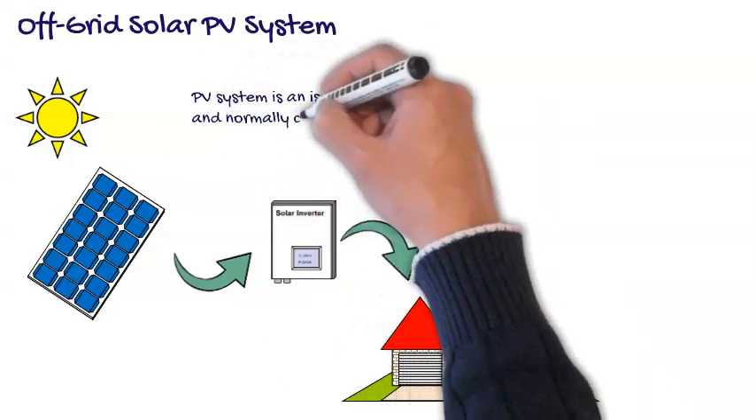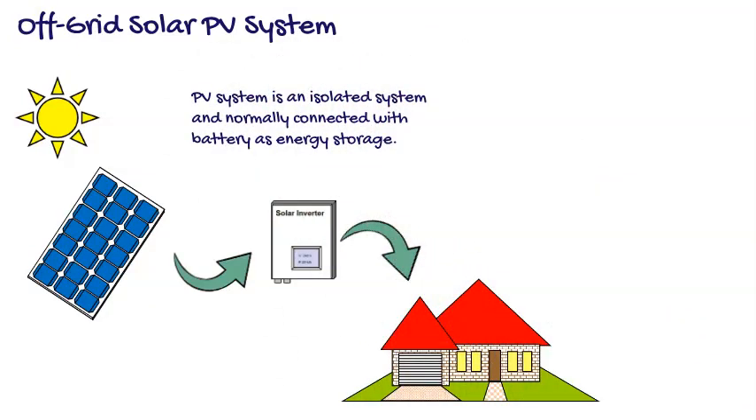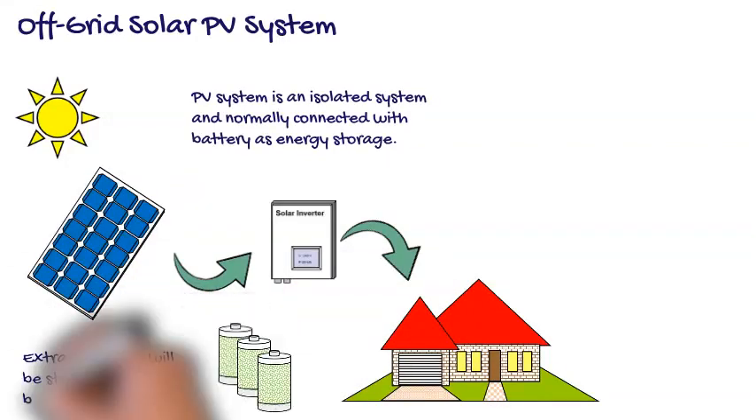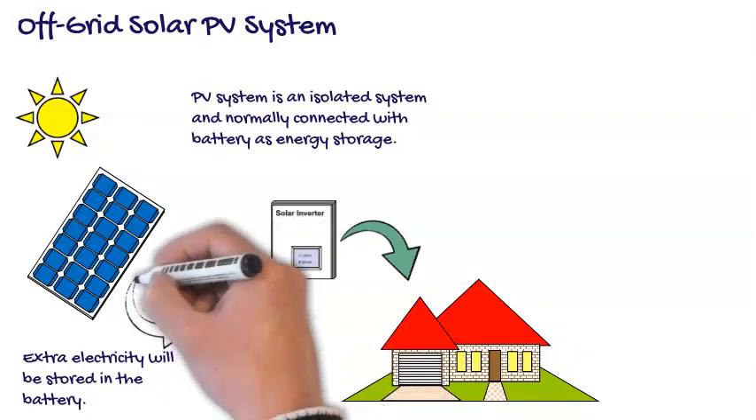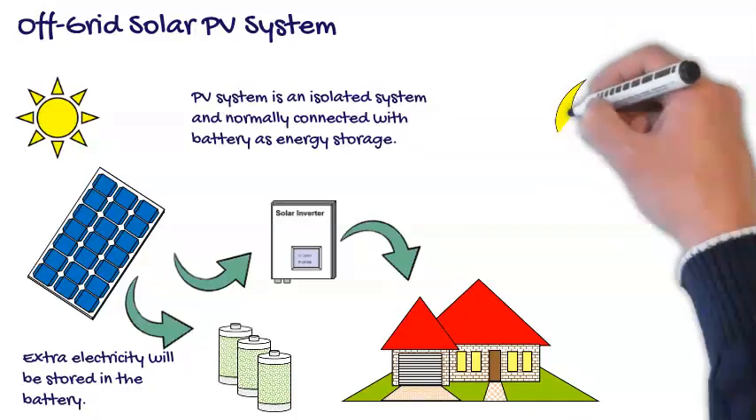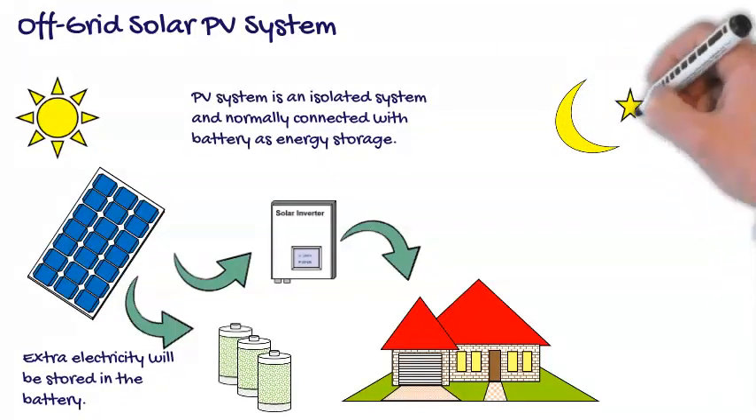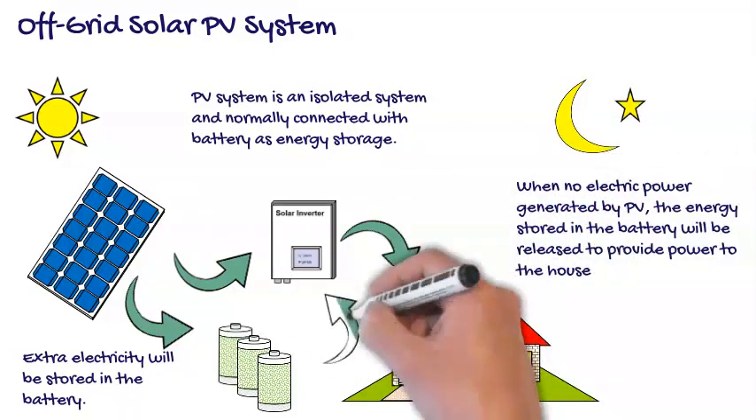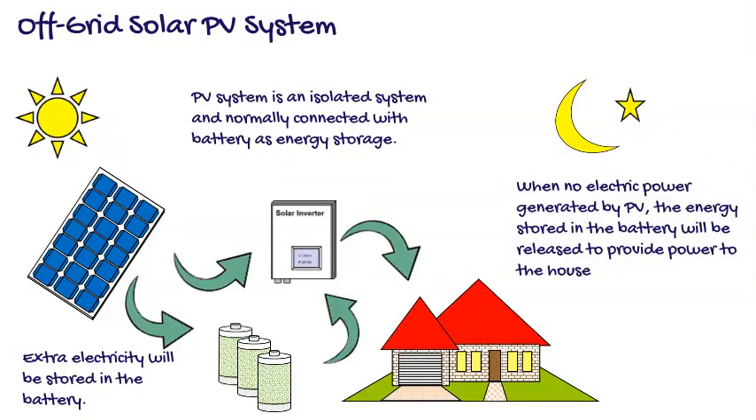As an isolated system, it normally has a battery connected to act as energy storage. Any extra electricity will be stored in the battery. In certain cases, a diesel generator is also attached to the system to add more reliability. At night time, when there is no electric power generated by PV, the energy stored in the battery will be released to provide power to the house. Normally, before deciding the size of each component, a technical economic analysis is carried out by a qualified engineer.